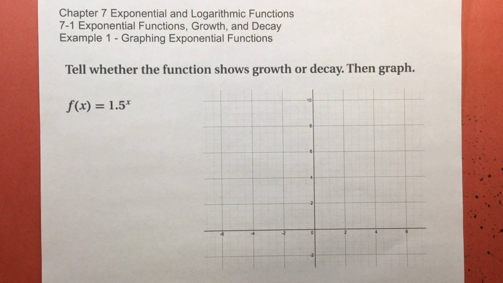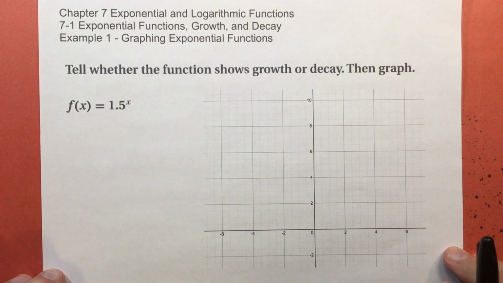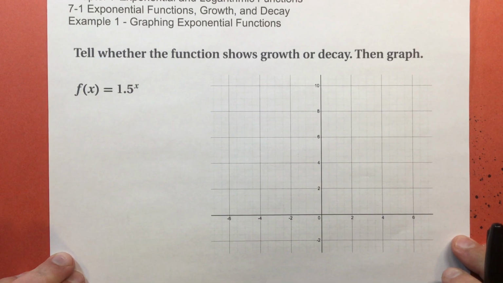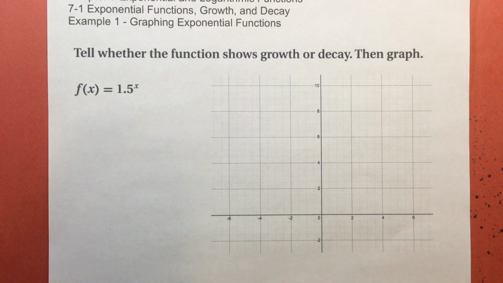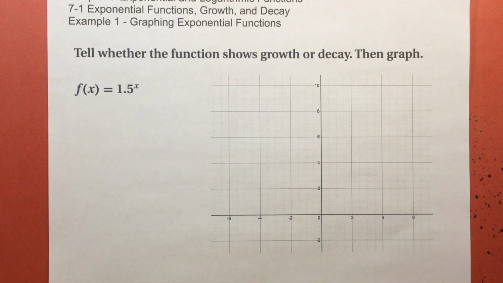Section 7.1, example 1, where we're going to be talking about exponential functions. In this example, we're going to have an exponential function, here's one, and we're going to figure out if it shows growth or decay, and then we're going to try our best to graph it. If you watched the previous video, if you went through all 30 minutes of it, then everything for this one should be easy. The only difference is that this number is a little weird, but I want to show you how to get around that.